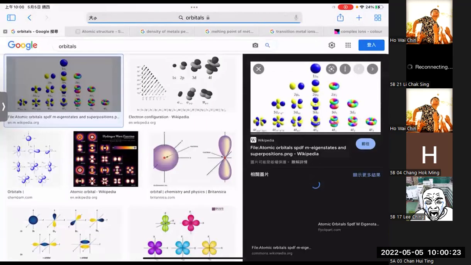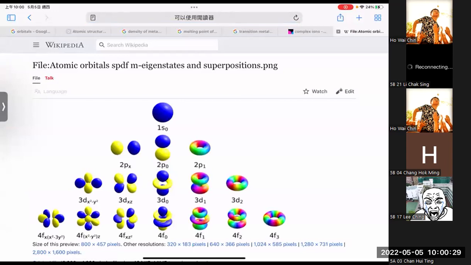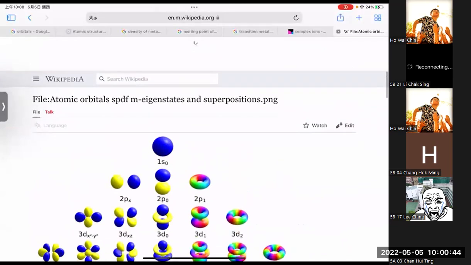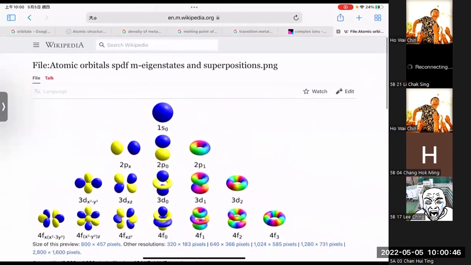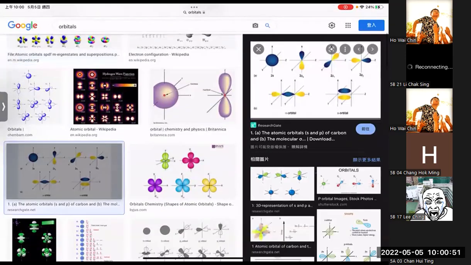Now, if you want to get to know more, you may find the shape very different. Those different shapes will tell you the range, the region, where you have a high probability, as said before, 90% of the probability, of finding those electrons in there. This one is more complicated. I need to show you the other one. It's easier, right? This one.